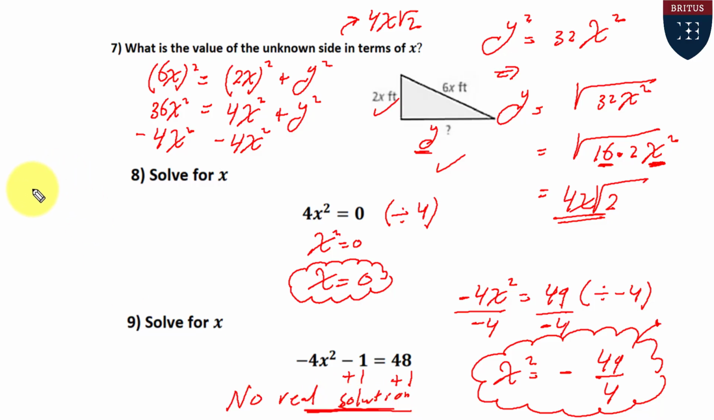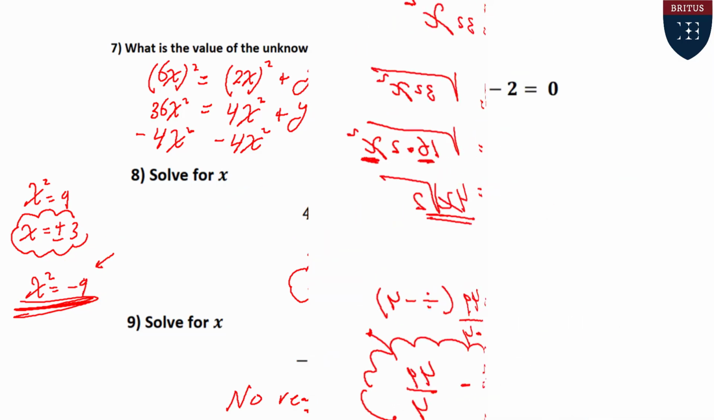I said before that x squared equals 9. We have two values of x, which are positive or negative 3. But x squared equals a negative number has no solution, or no real solutions, for this equation.